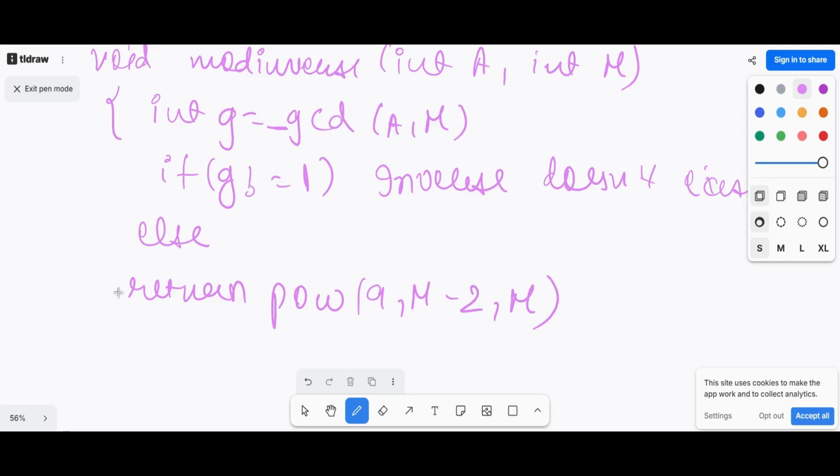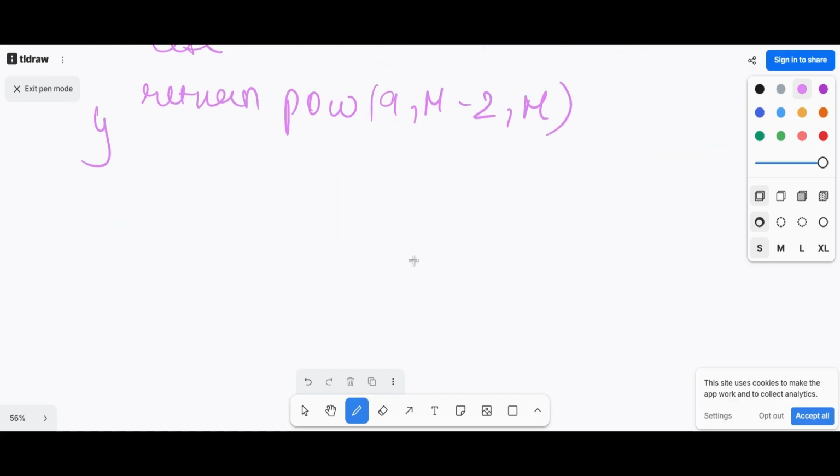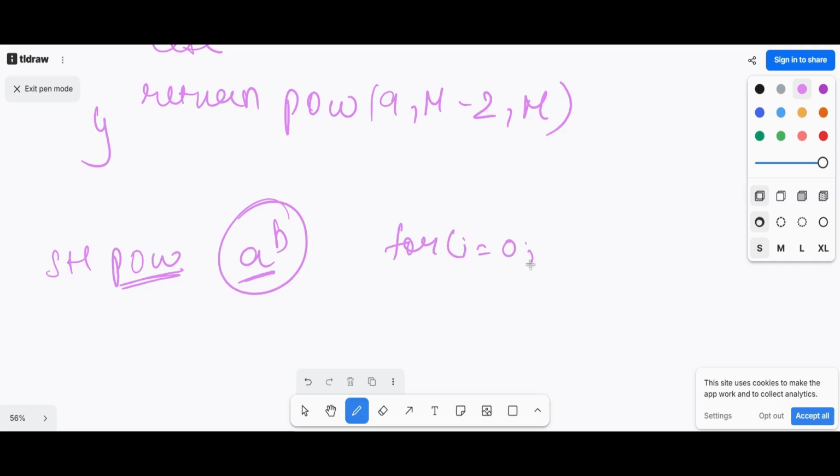So we'll pass this. Now again you need to observe the power function. How we will write the power function? There is a directly STL function called pow, which will calculate the power of a raised to b. But internally what it does is it will multiply a b times. So it will run one for loop from 0 to b, I plus plus, and it will multiply a into a into a into a. How many times? B times it will run.